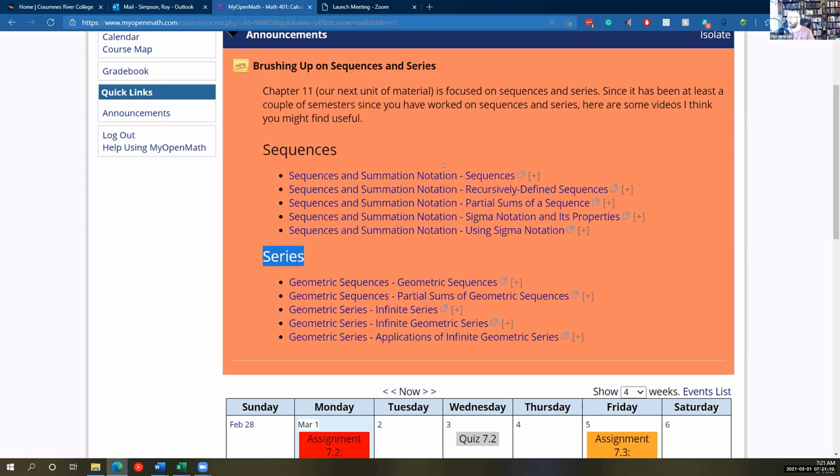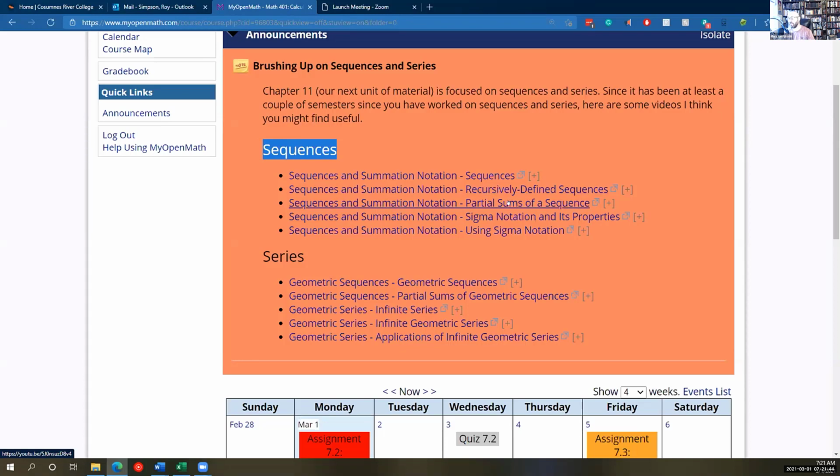So I made an announcement with some of my videos that are pertinent to chapter 11. If I felt I needed to review, I'd probably watch a little bit of this first video. It reminds you of what a sequence is and how they work. It's kind of elementary, so you might be able to breeze right through that. Recursively defined sequences are somewhat important. Actually, they're the building blocks for the Fibonacci sequence, so if you're interested in that, you can watch it. That one's not technically a requirement.